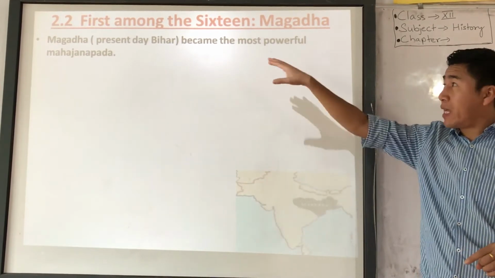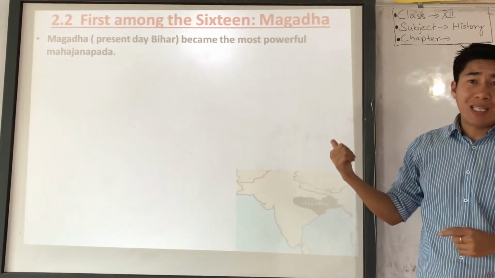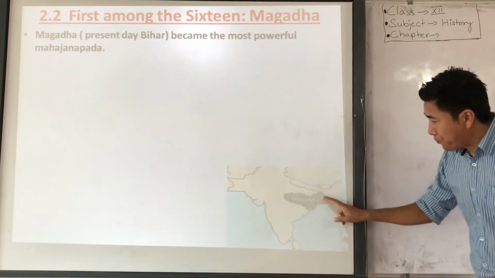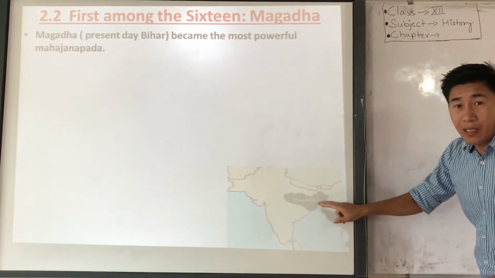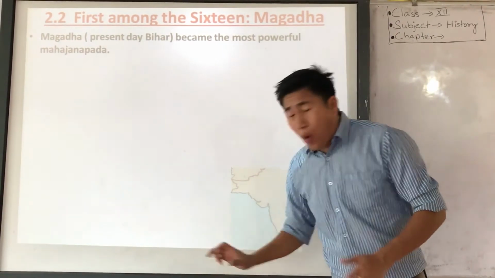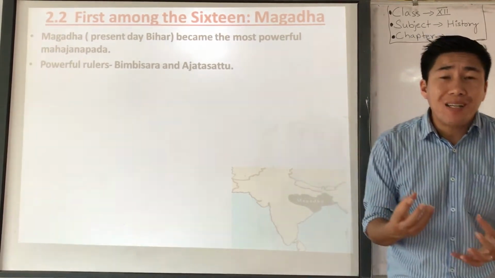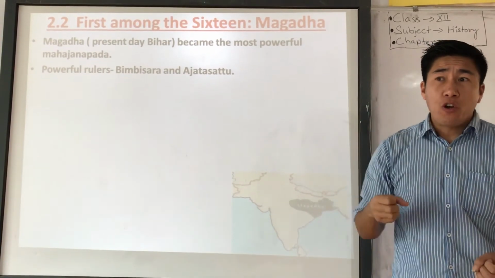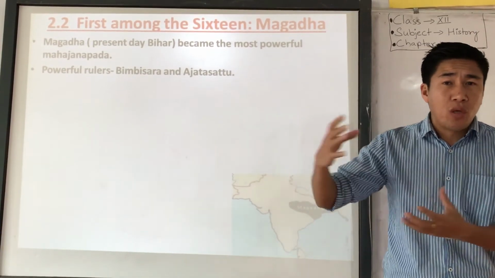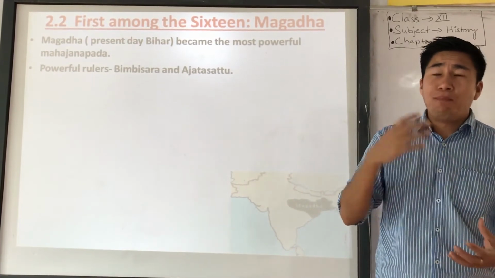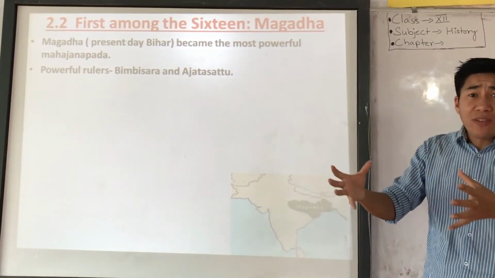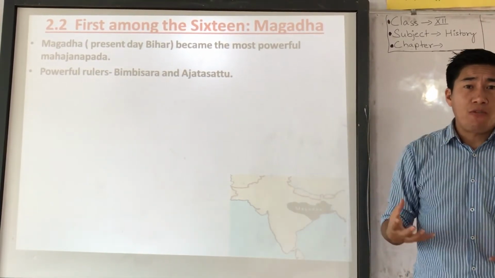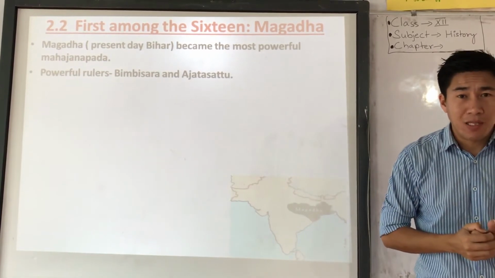That is also a kind of question that is mostly asked in exams, so you must pay a little bit of attention here. Present day Bihar, Magadha. Why is it so important? Why is it so powerful? Because Magadha had very powerful, brave, or you may say ambitious kings like Ajatashatru, then we have Bimbisara, Mahapadma Nanda also. Because of that, it became one of the most powerful among the 16 Mahajanapadas.